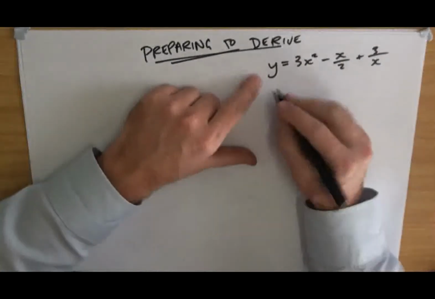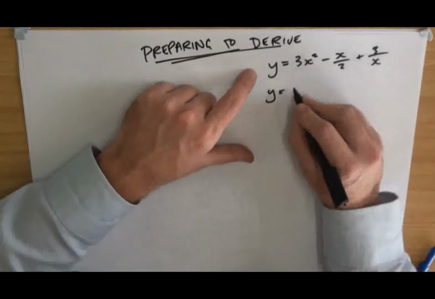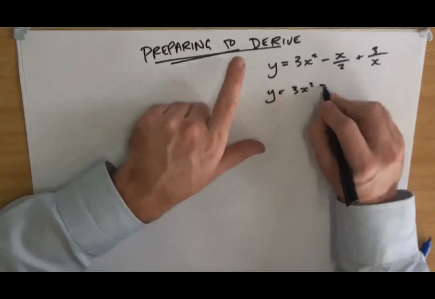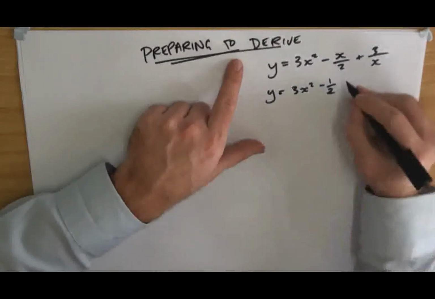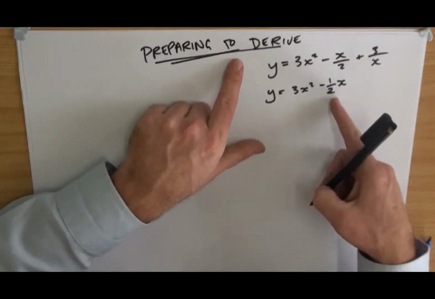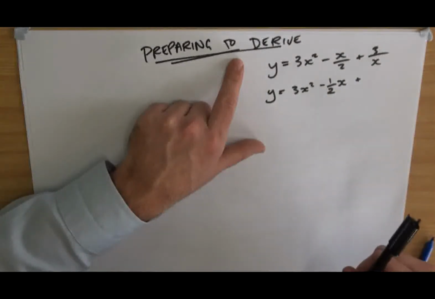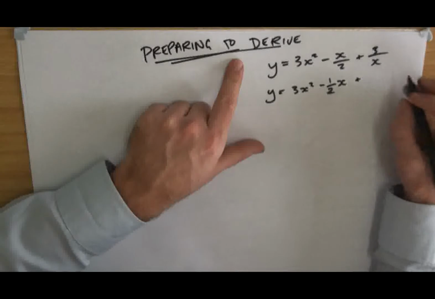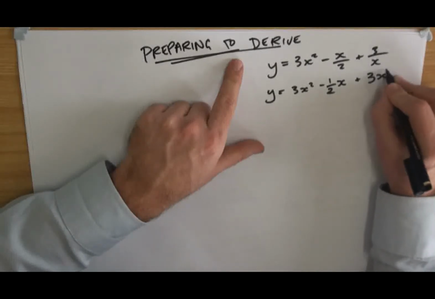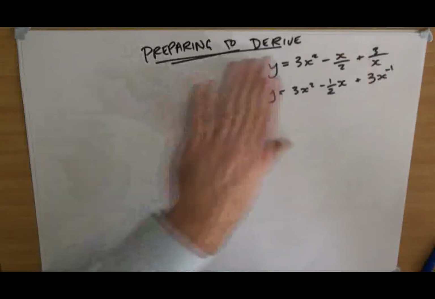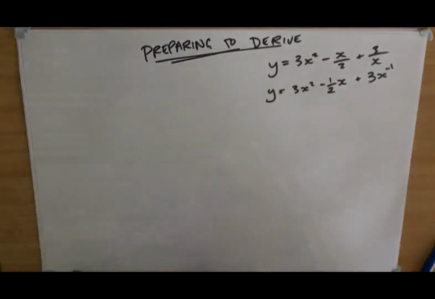Before we derive, we once again go y equals 3x squared. We can derive that easily, so we're going to leave that as is. This one would be nice to have as a minus a half x. That's a nice form to derive in. And I don't want to have an x on the bottom. That's my first rule of deriving. So I want to have that as 3x to the negative 1, which is a much nicer form of deriving. Once I've got it looking like this, I am ready to derive.